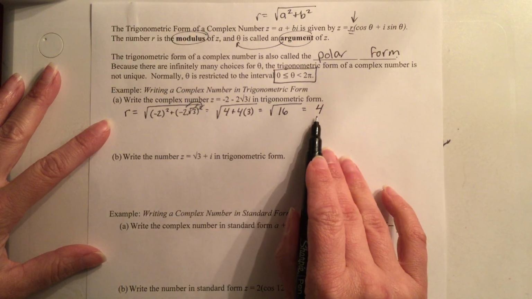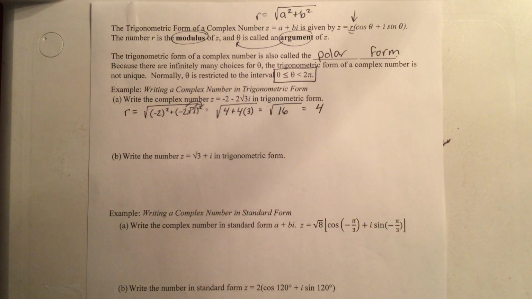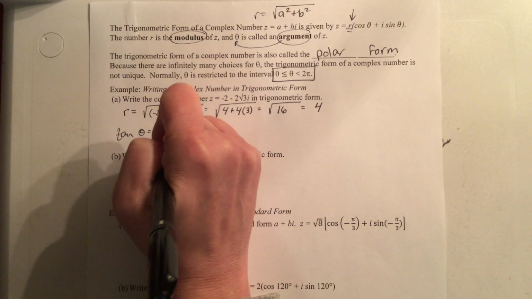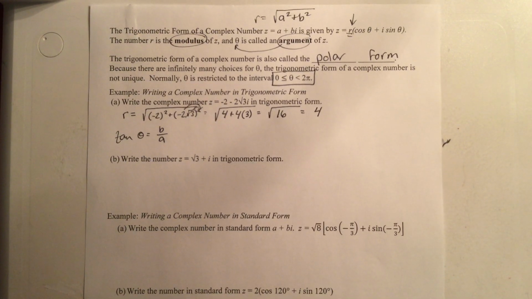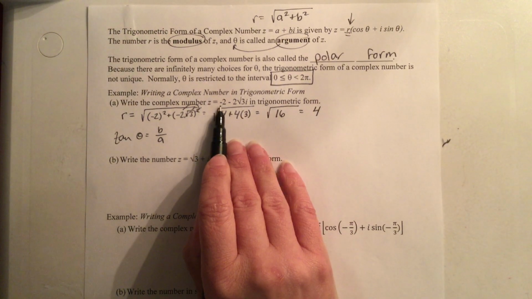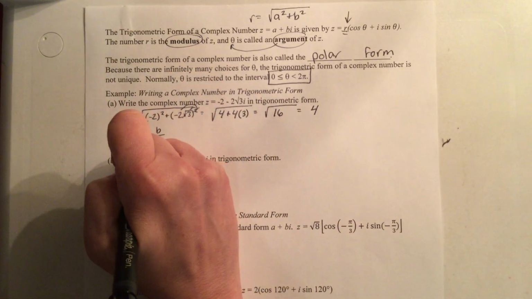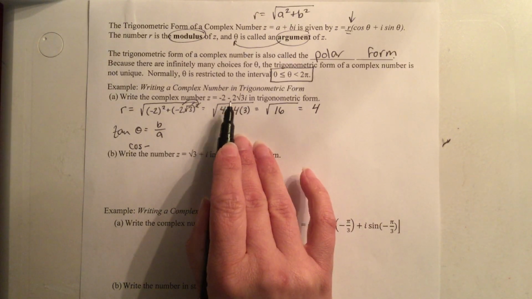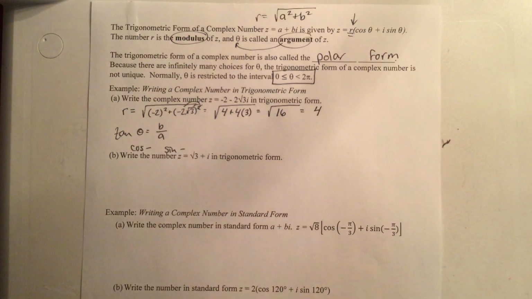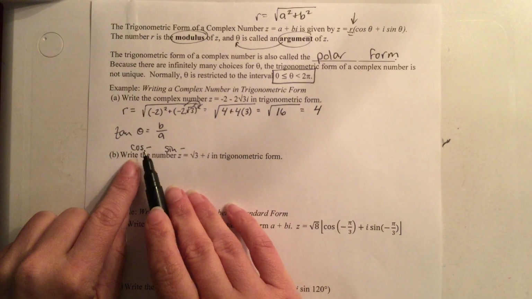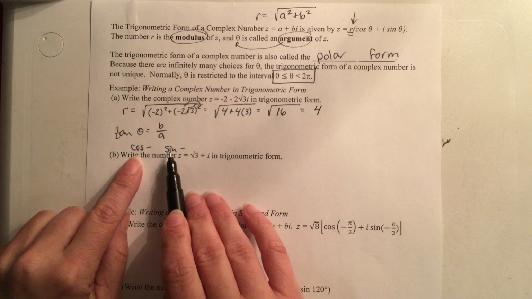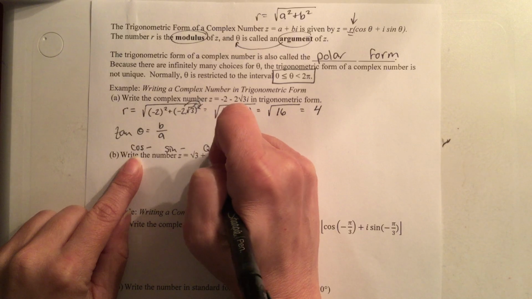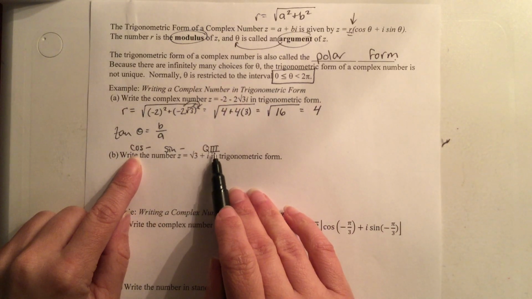So r is 4. Now what we need to do, you guys, is figure out what our argument is. The tangent of theta is b over a. And here it's going to be very important to figure out what quadrant we are looking in. So remember, the first value, your real value, is the cosine. So the cosine is negative. The second value, the imaginary value, is the sine. The sine is negative. So in the unit circle, negative cosine means you go to the left. Negative sine means you travel downwards. So if I go to the left and down, we are looking for our argument to be in quadrant 3.